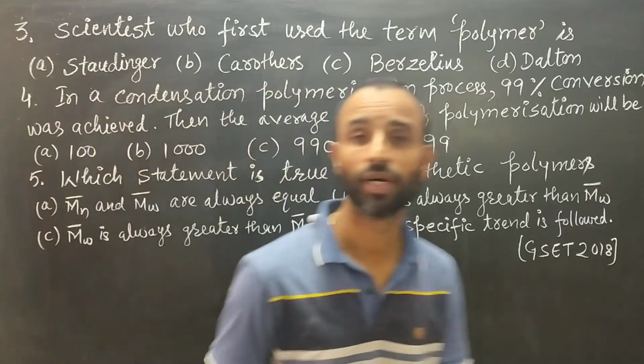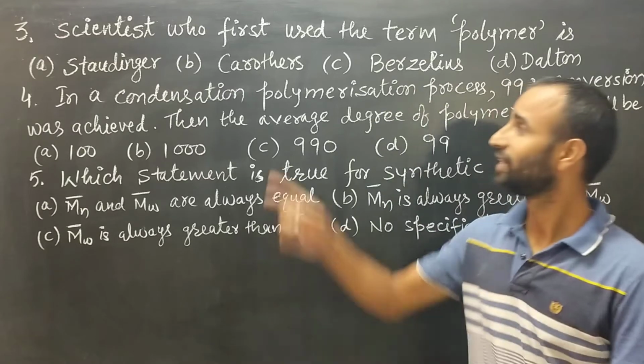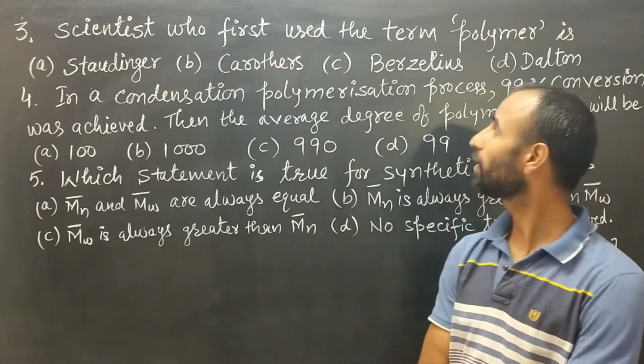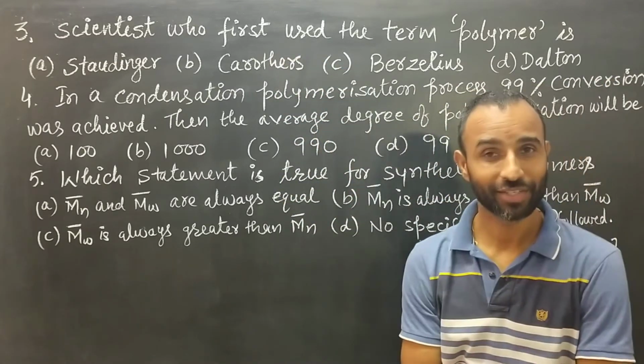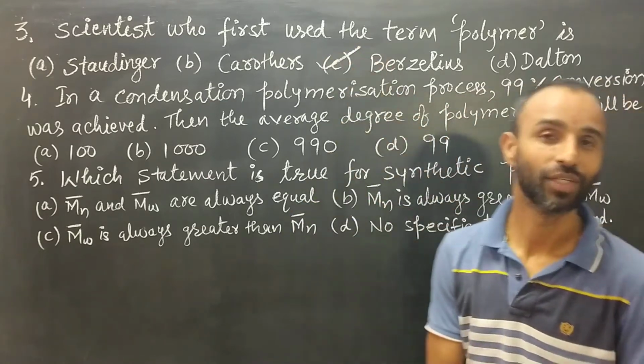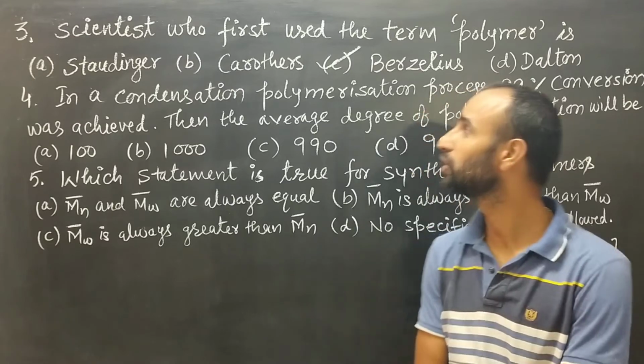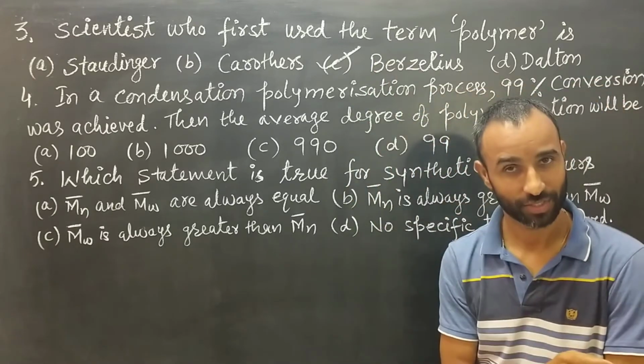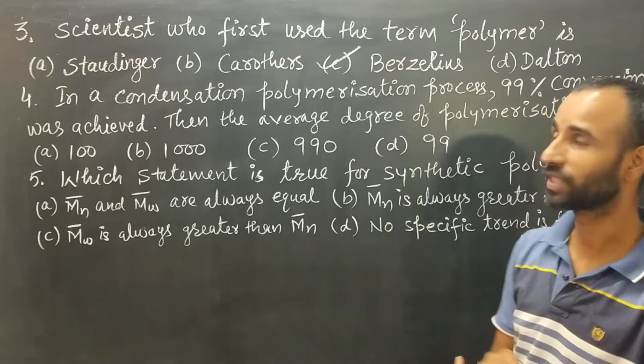Third, fourth and fifth are from GSET 2018. The first question is: the scientist who first used the term polymer. So it was none other than Berzelius. He was the first person who used the term polymer. Okay, so that is the right option.